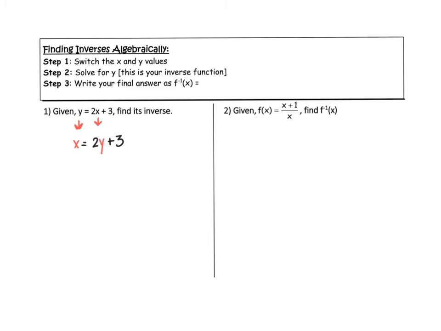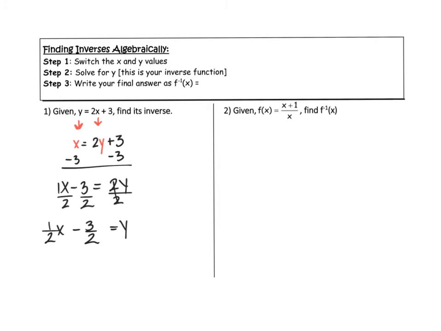Okay, how else would we solve? Step 2, solve for y. This will be your inverse function. Okay, so we could do that. Get y by itself, we can subtract 3. So we have x minus 3 equals 2y. We could divide all pieces by 2. So we get y equals, there's technically a 1 there. So I could write this as 1/2 x minus 3/2. And this is my inverse function.